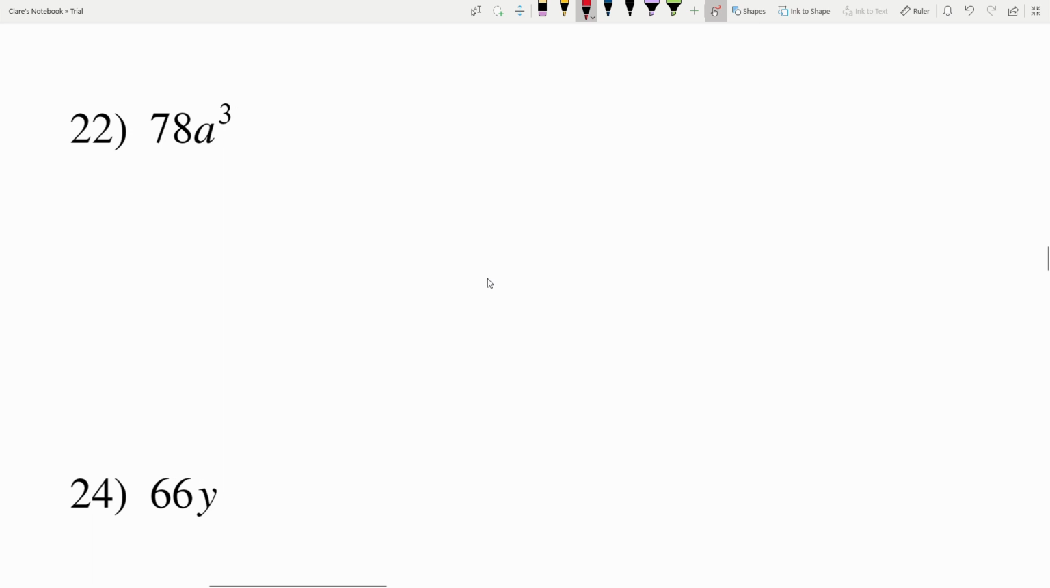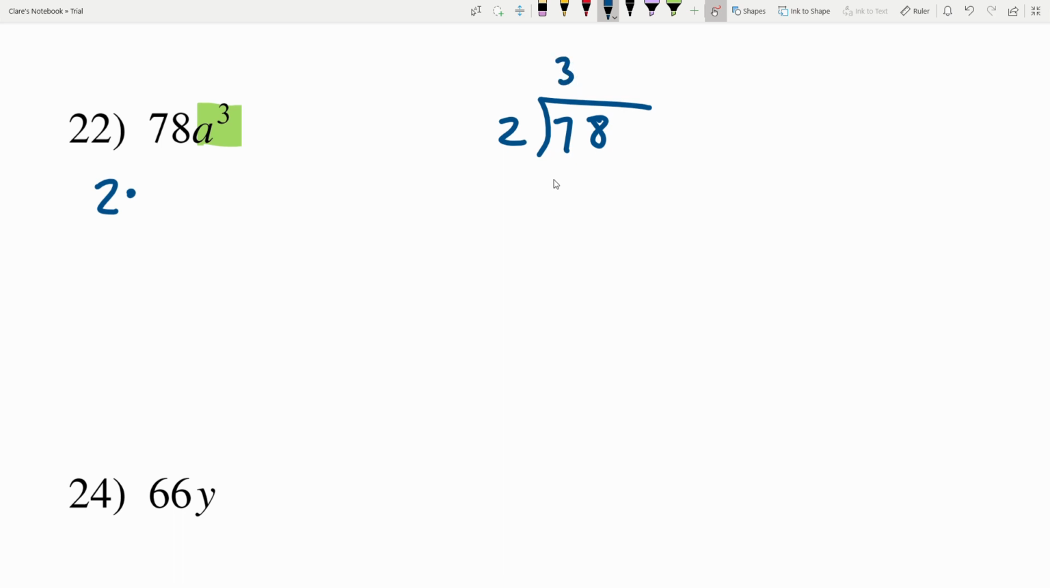In number 22, I have 78a cubed. So my a cubed is fine as is, so that will stay, but let's deal with this 78 because it isn't prime. 78 is divisible by 2, so I'll start with that. 2 times what gives me 78? Well, if we looked at 78 and divided that by 2, 2 goes into 7 3 times, 2 times 3 is 6. Bring down that 8, 2 goes into 18 9 times. So 39 is how many times 2 goes into 78.